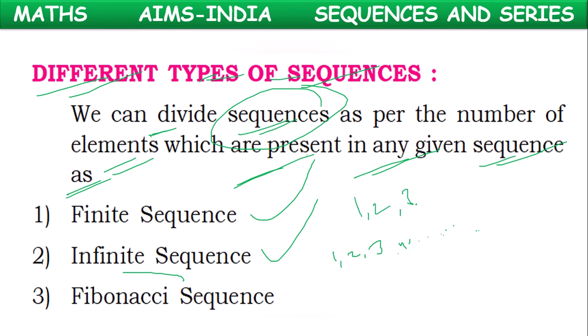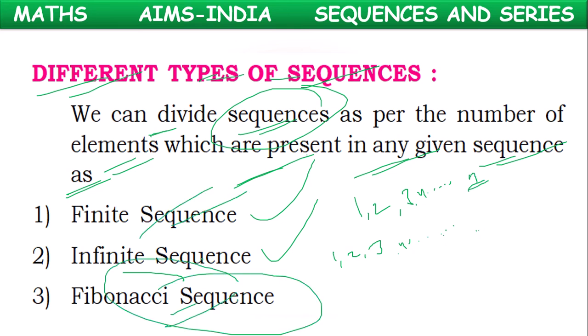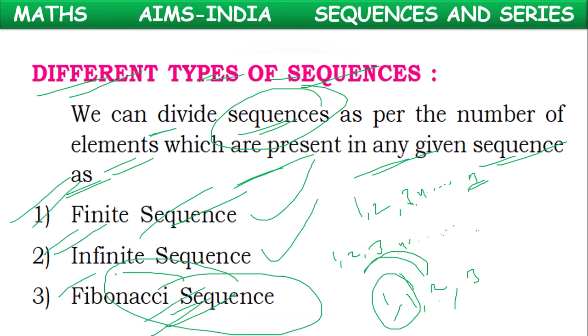If they have dots at the end and if they have an end element, then it is a finite sequence, or Fibonacci sequence. Fibonacci sequence means if the third term, or any term, is the sum of its previous two terms, it is called Fibonacci sequence. Like that, so far we have discussed some sequence types. So let's elaborate them one by one.